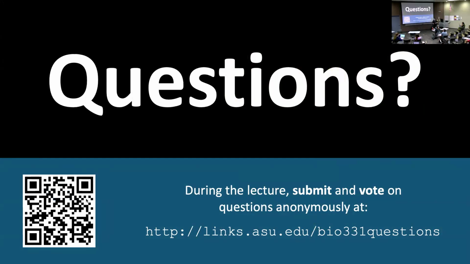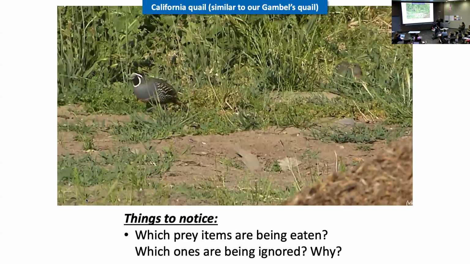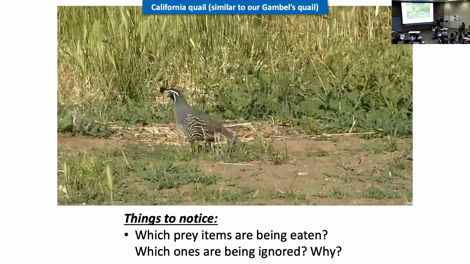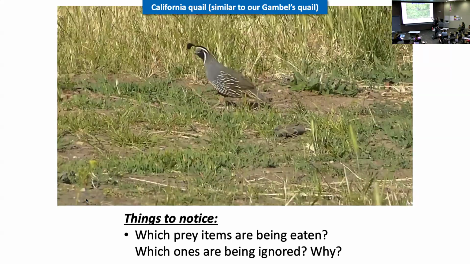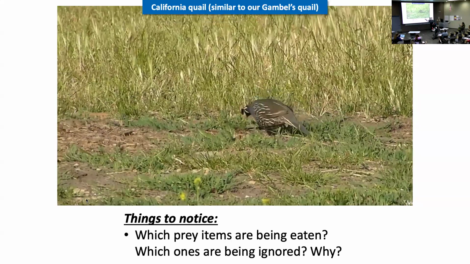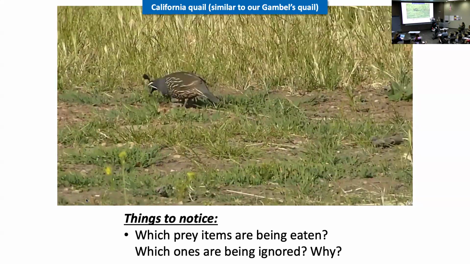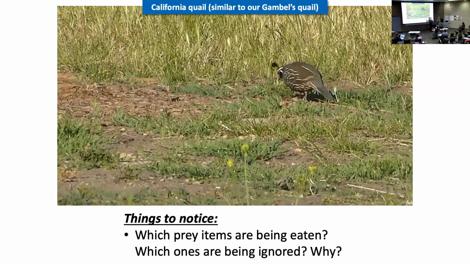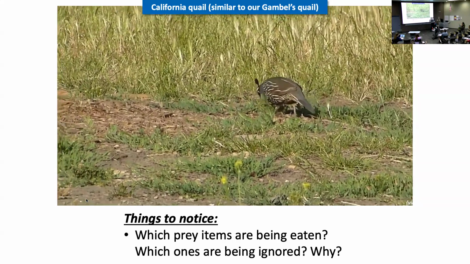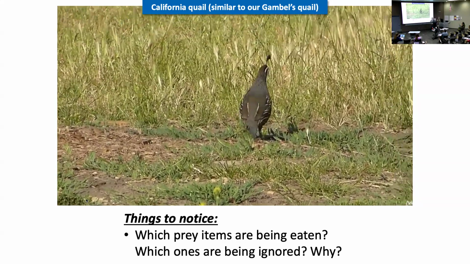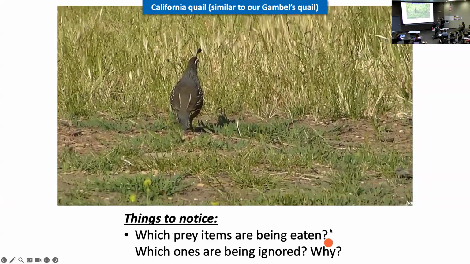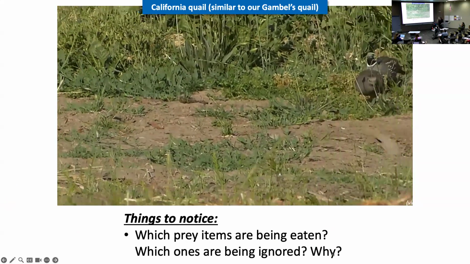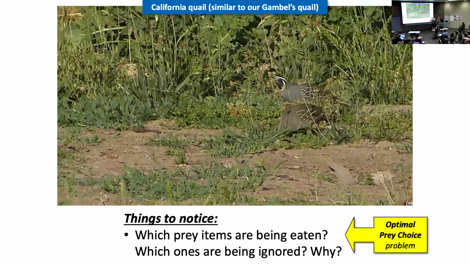Okay. All right, so slightly different problem then. I used this video at the beginning of foraging to motivate a number of different things. Originally, I was talking about the speed choice. Well, now I watch these quail, and they're going around, and there are opportunities for them to eat something that they pass up. So that's the question here: which prey items are being eaten, which ones are being ignored, and why? That is the fundamental question of diet choice.